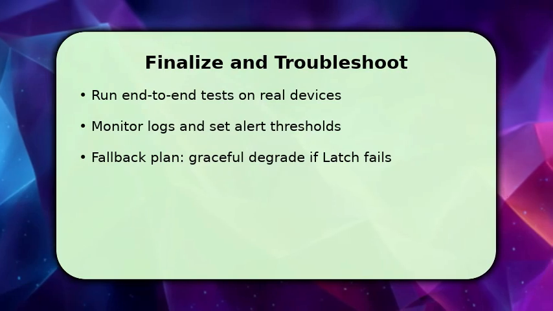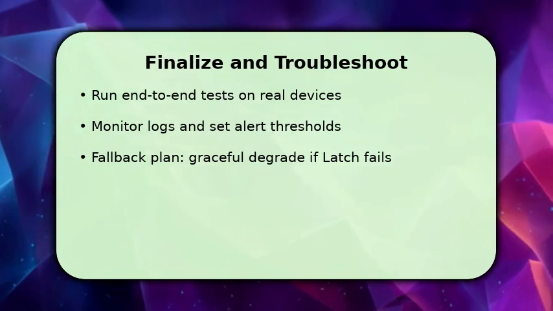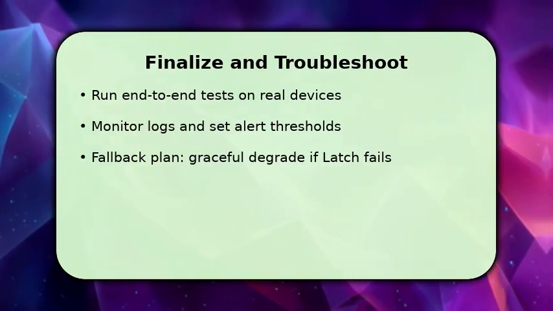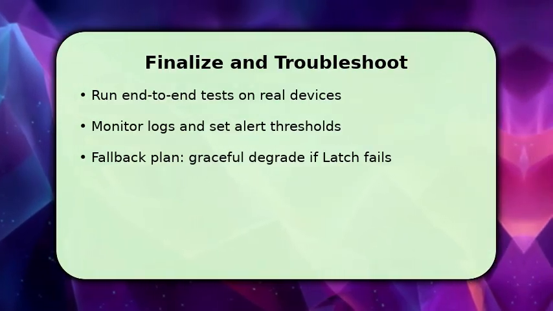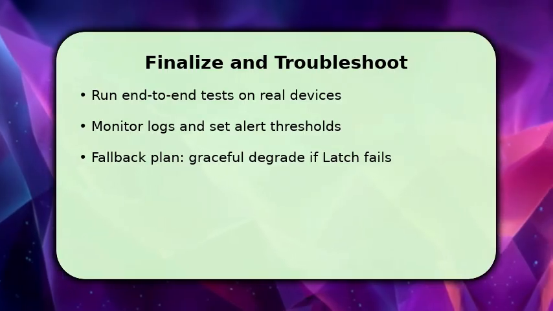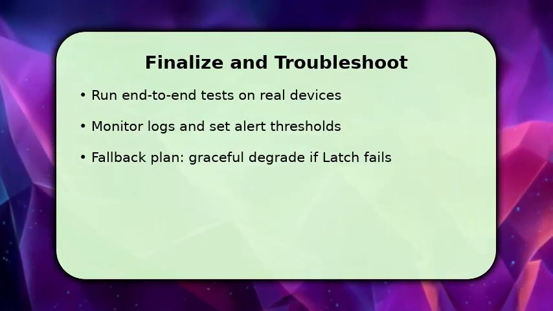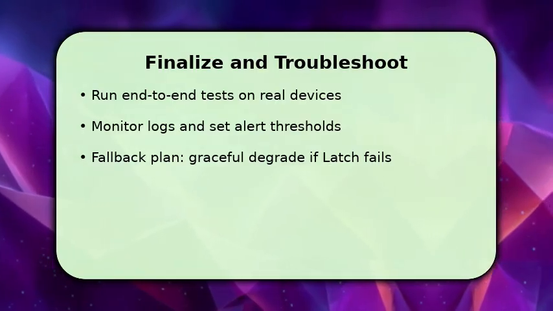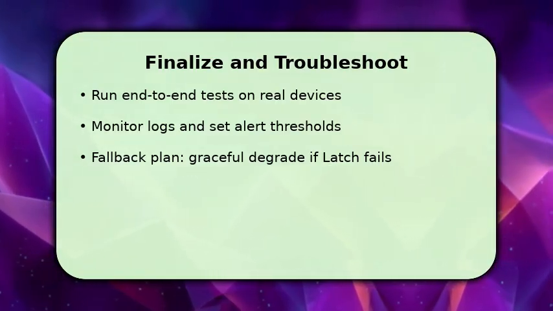Finish by testing end-to-end on real devices and in different network conditions. Emulate token expiry and API failures. Once done, add monitoring and alerts for auth failures and latency spikes, and confirm user flows degrade gracefully when Latch is unavailable. Make sure to document recovery steps and rotate credentials regularly.